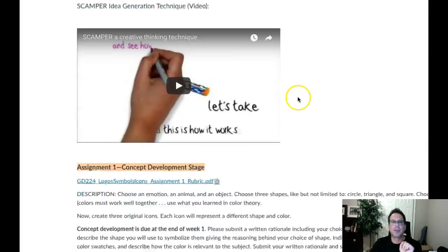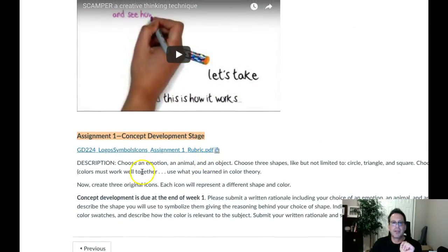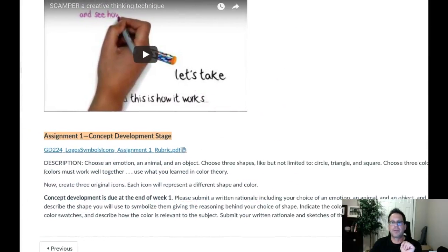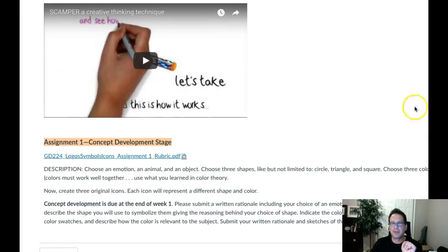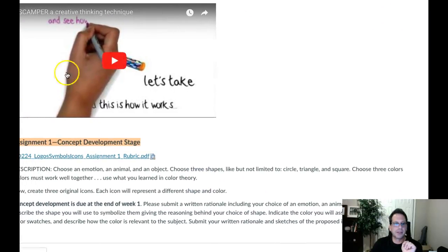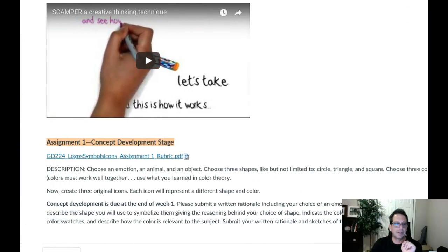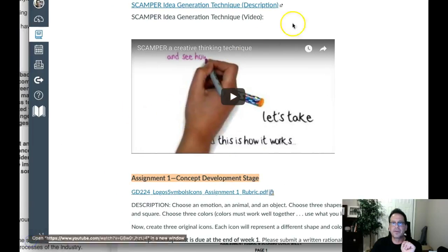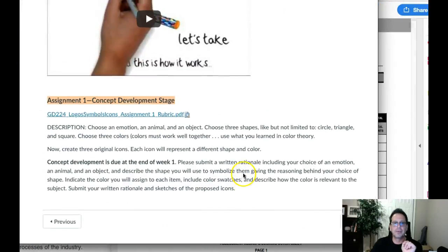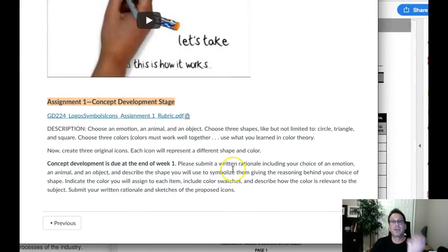Okay, so what are we doing in the first part of this? As you can see, concept development is due at the end of week one. I'm going to move this over because the camera's in the way a little bit. I don't want this to interfere. So let's just move that over right there. All right, concept development is due at the end of week one.